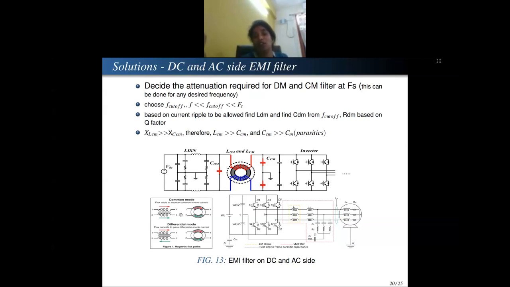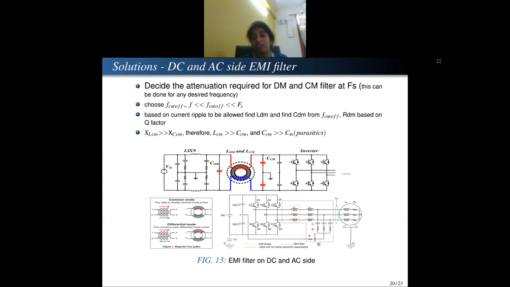You have to choose the cutoff frequency and choose L and C values, right? Okay. So decide the attenuation required for both the DM and CM filter at Fs. This is for the EMI output filter. The output filter is nothing but this place filter. This design I'm going to talk about is for the EMI output filter.